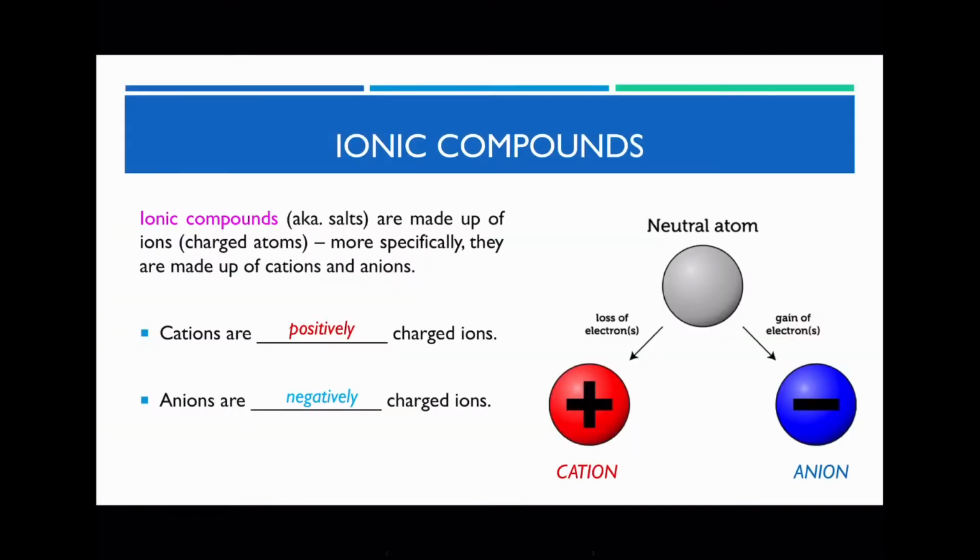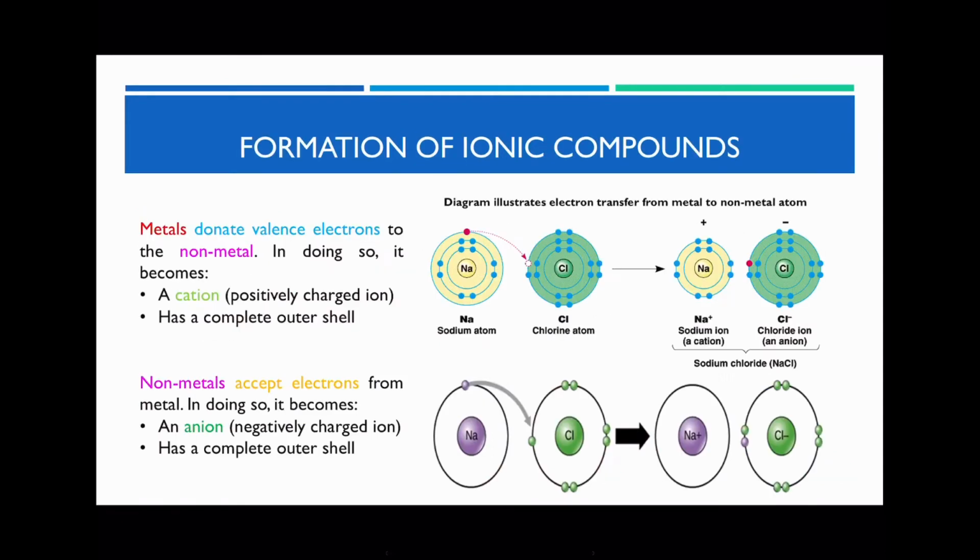So firstly, we said that ionic compounds are essentially a group of atoms made up of charged particles. Ionic compounds are made up of cations, which are positively charged ions, as well as anions, which are negatively charged ions. By having these positive and negative charged ions together, they essentially cancel each other out in terms of the net charge. So the net charge of an ionic compound is equal to 0.